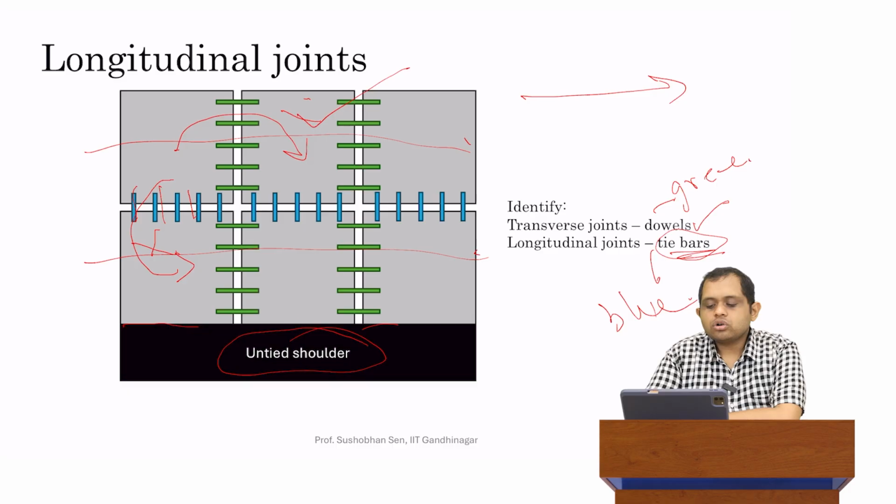But if we have a shoulder over here, and I've shown it in black to represent that this shoulder could be, for example, a flexible pavement, so it could be a bituminous section, in that case, we can't put any steel in between. When you have an untied shoulder, it's called untied because we don't have any tie bars. And so based on modern analysis, no load transfer is happening between the slab and the shoulder.